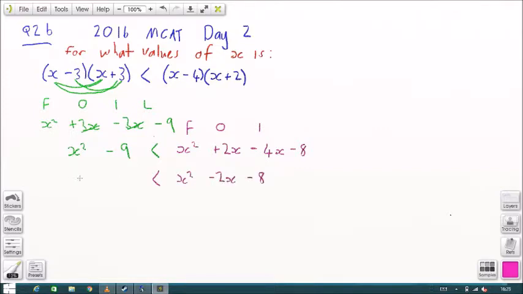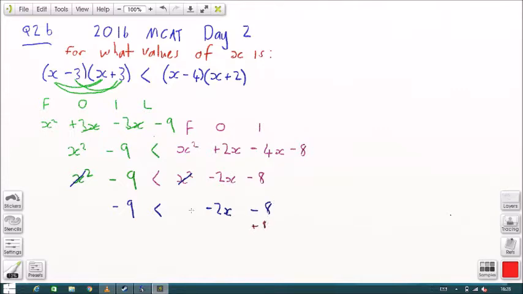X squared minus 2x minus 8, and that's going to be equal to our x squared minus 9 on the left hand side. We'll say equals now even though we've got the inequality sign, because we're just treating it like that for now. We can get rid of these x squared terms on both sides. They can cancel off. That's going to leave us with negative 9 is less than negative 2x minus 8.